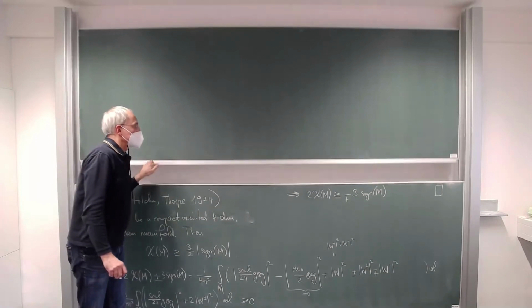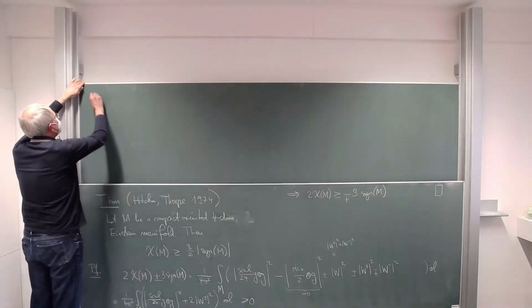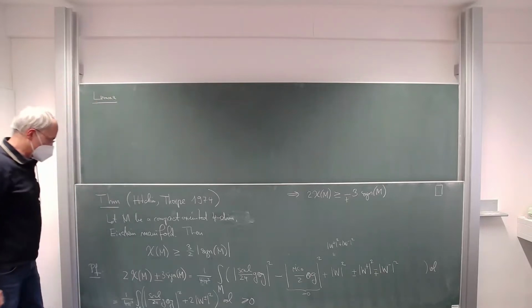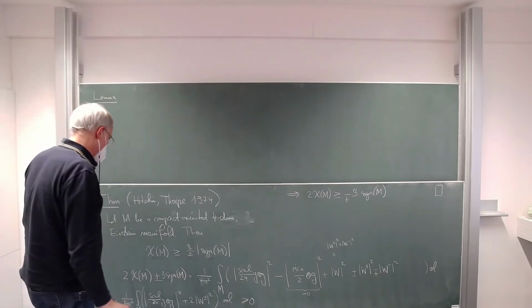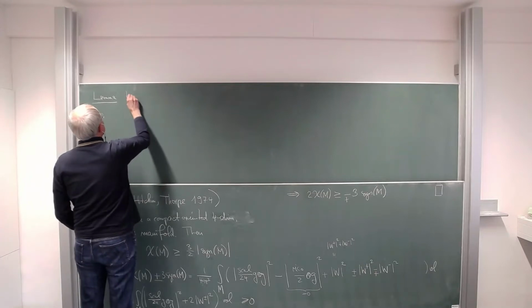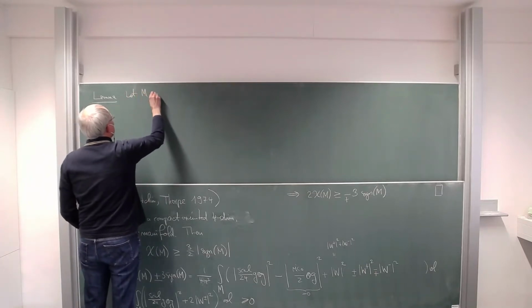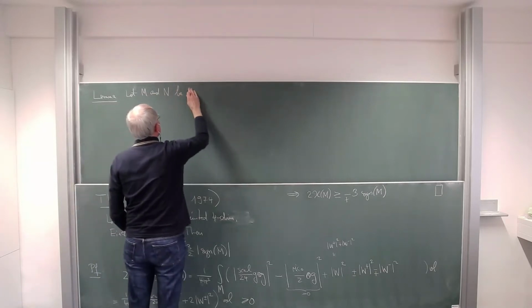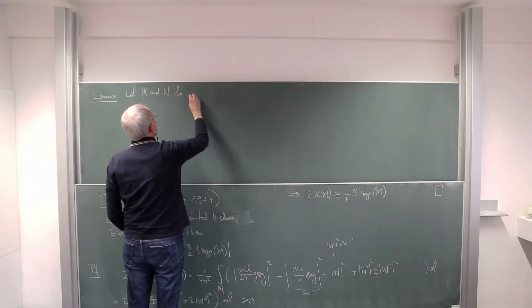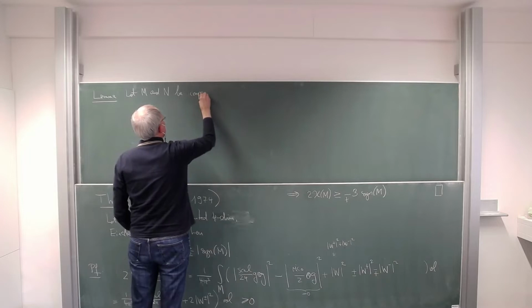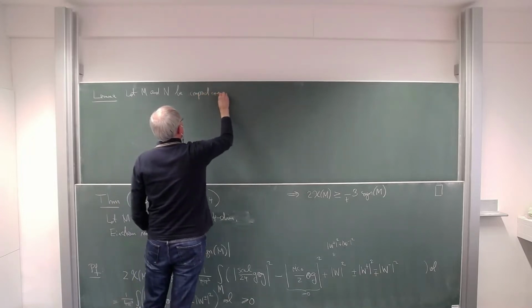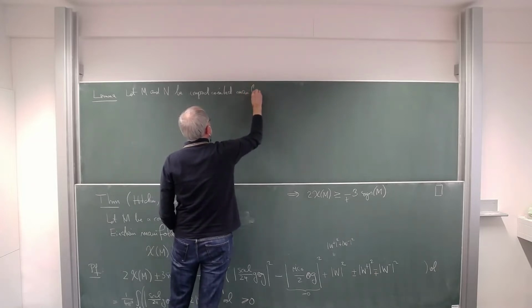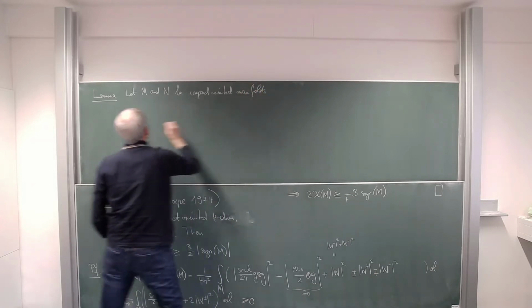In order to do that, we need the following observation, namely, let M and N be two compact oriented manifolds of the same dimension.